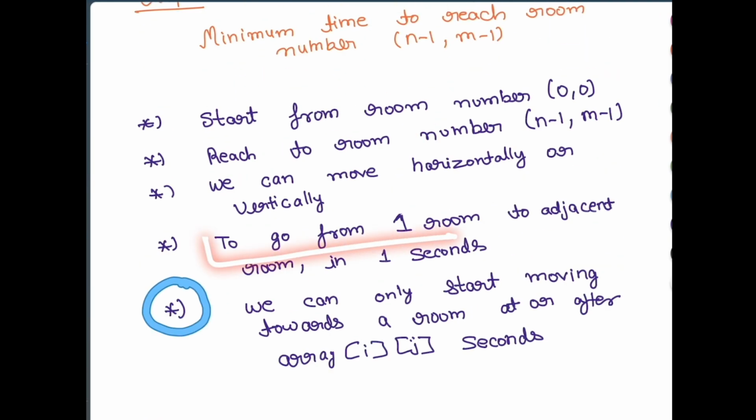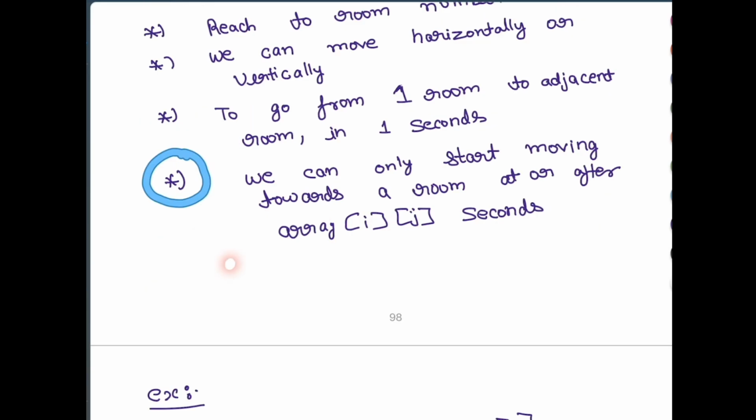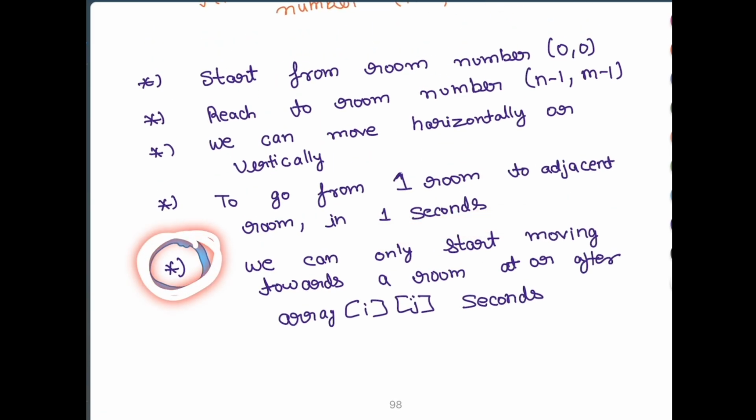Now, to go from one room to any adjacent room, it will take 1 second. If you are at this point, you can go horizontally or you can go vertically. If you go horizontally or vertically to reach another adjacent room, it will take 1 second. So to go to any adjacent room from one room, it will take 1 second. This is a very important point.